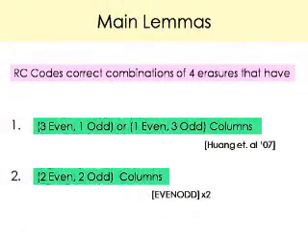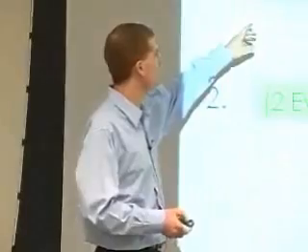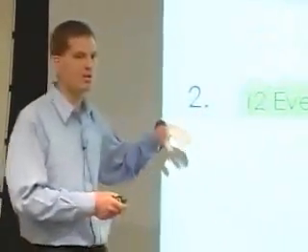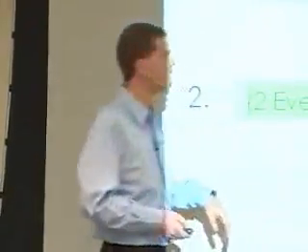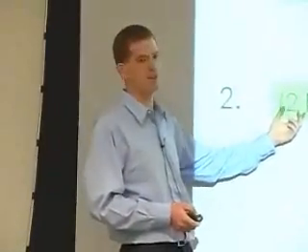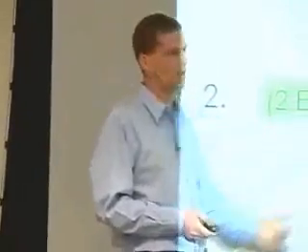What are the main lemmas that give us the properties of this code? The idea here is that we want to correct all combinations that fall into 3 even and 1 odd columns, or the mirror case, 1 even, 3 odd. And simultaneously, we want to correct all failures that occupy 2 even columns and 2 odd columns.